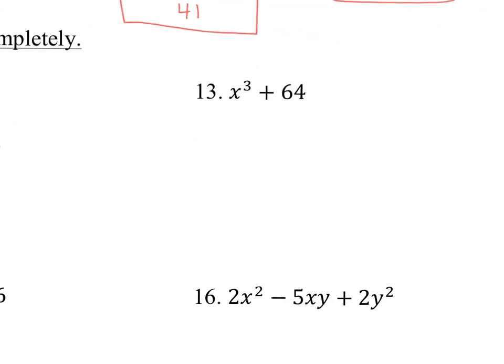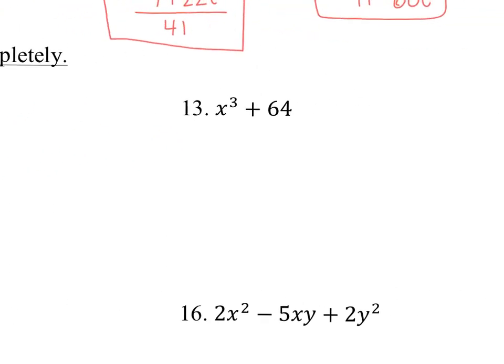Let's look at the next one. This next one, I'm factoring a cube, which means I have to follow SOPs. So the first thing I'm going to do is take the cube root of each of these, so I'm left with x plus 4. So now I'm going to do SOPs. The S in SOPs is you square your first term, so x squared is x squared.